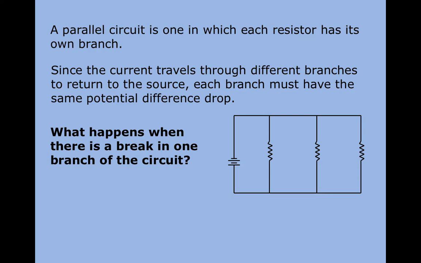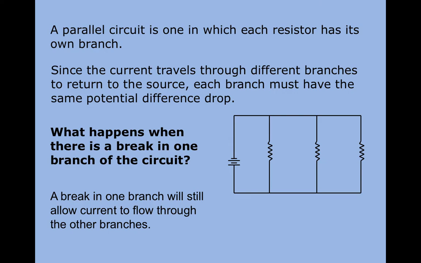So in a parallel circuit, what happens if there's a break? Now hopefully when you did the PhET simulation, you were able to get to this part of the activity and take a wire out. And if you took a wire out in the correct spot, what you should notice is that the other resistors, or in the case of the PhET simulation, the other light bulbs, continue to work. So this is an important thing about a parallel circuit. If there's a break in one branch, the current will still flow through the other branches. Very important.